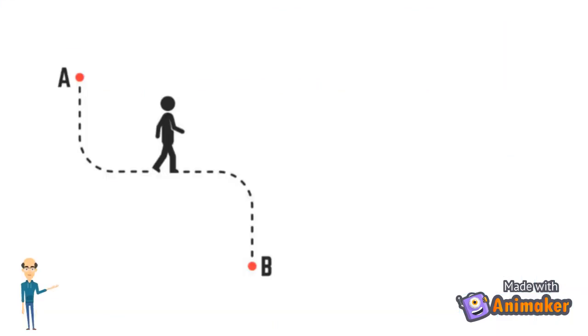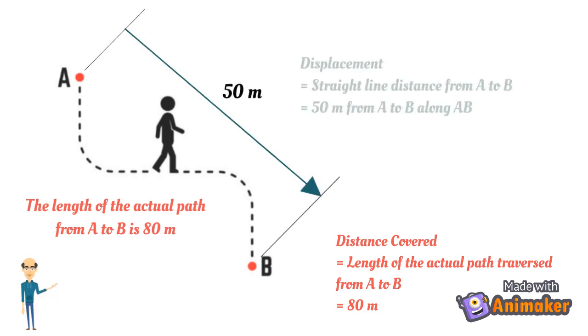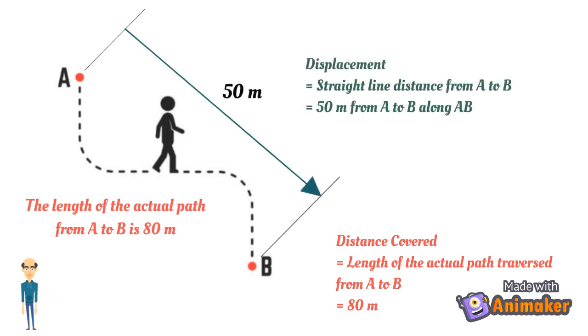Let us look at another example to understand displacement. A man moves from point A to point B along the path shown as the dotted line. As we can see, this is not a straight line motion. We are using this example just to understand displacement. The length of the actual path walked by the man to reach B from A is 80 meter, which we can also call as the total distance covered. The displacement, however, is the straight line distance between A and B, which is 50 meter, and the direction of displacement is from A to B along AB.